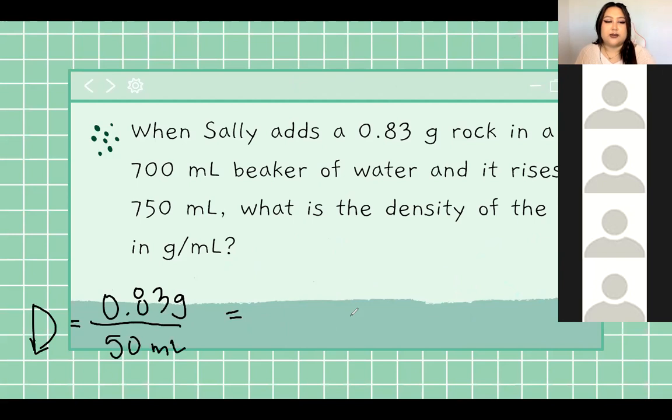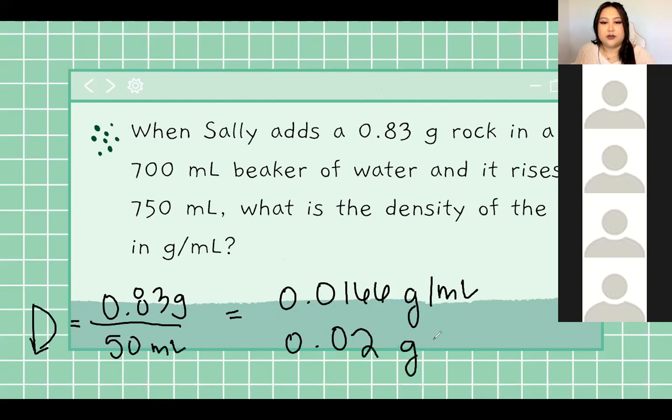And what did someone get? 0.0166 grams per milliliter, right? And is this in the correct sig fig? 0.02, okay, 1 sig fig. Okay, so yeah, 0.02 grams per milliliter.